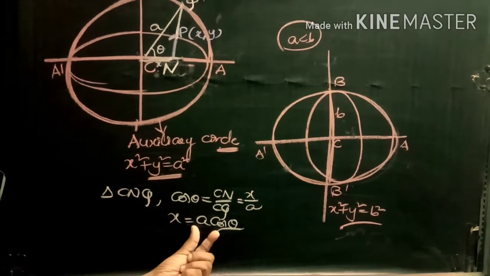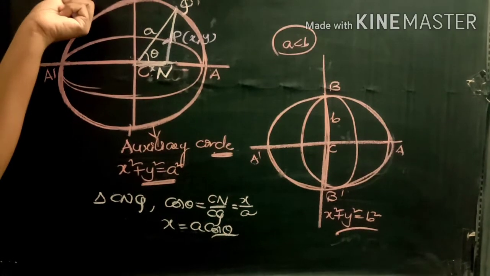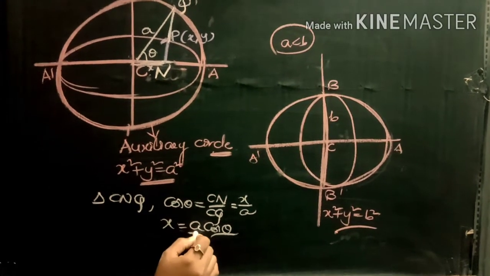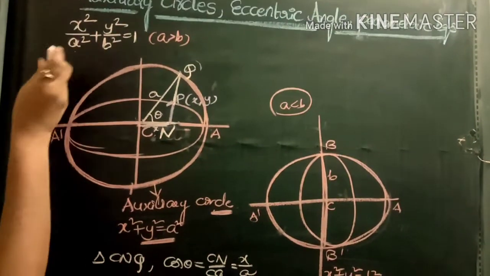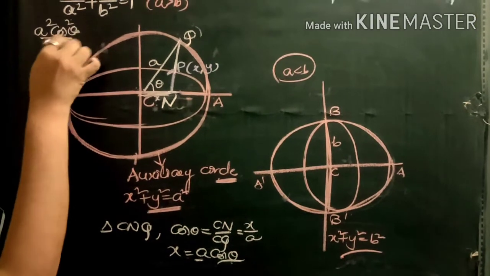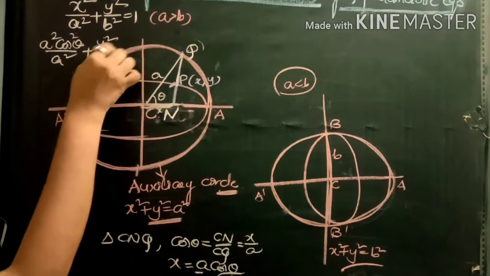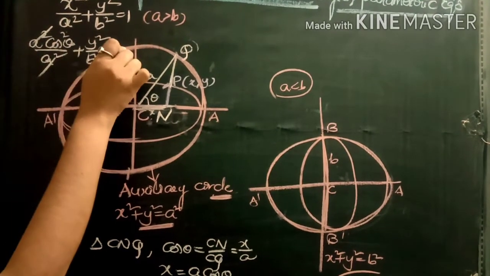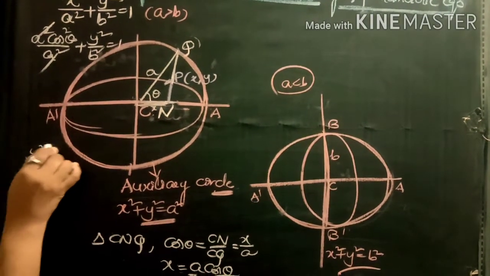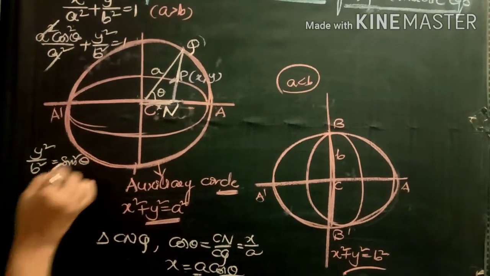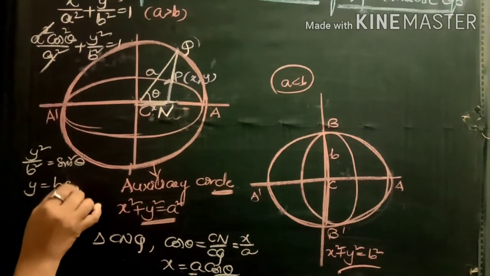Now we substitute this x is equal to a cos theta value in the ellipse equation to get the y value. So x square, here we have x is equal to a cos theta. x square gives a square cos square theta by a square, plus y square by b square is equal to 1. That is, y square by b square is equal to 1 minus cos square theta. That is, y square by b square is equal to sin square theta. Then y is equal to b sin theta.